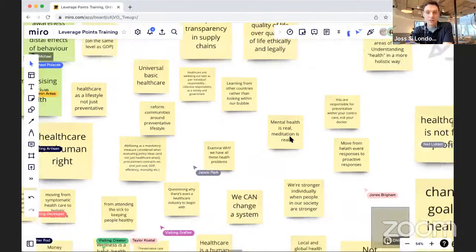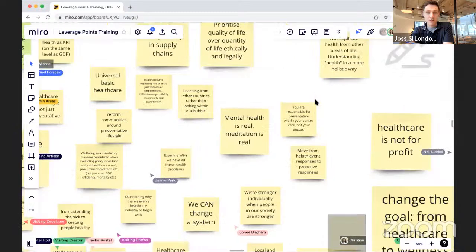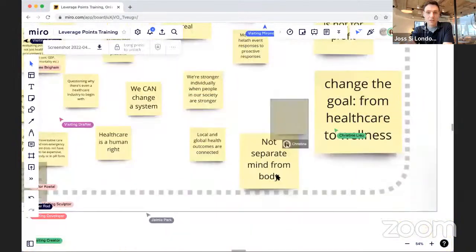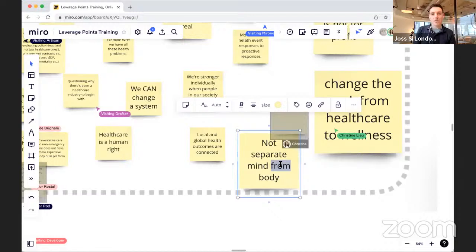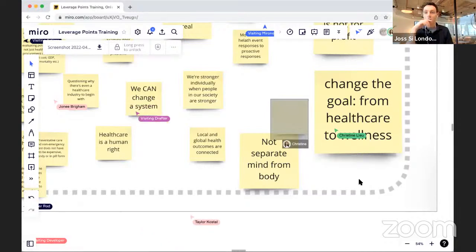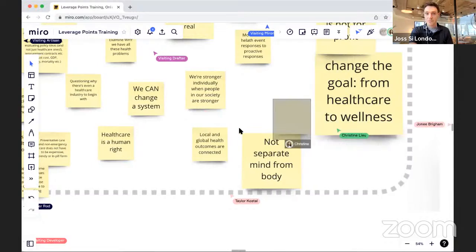Yeah, so a lot of our healthcare system seems to be kind of focused on physical ailments, and someone put it down here, a separation between mind and body. We know that's part of the modern reductionist view of the world. Local and global health outcomes are connected. Change the goal from health care to wellness care.